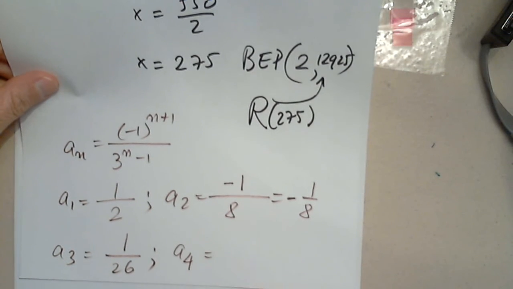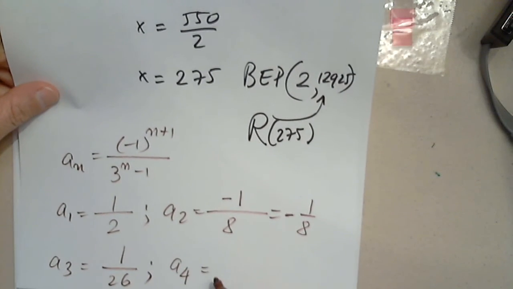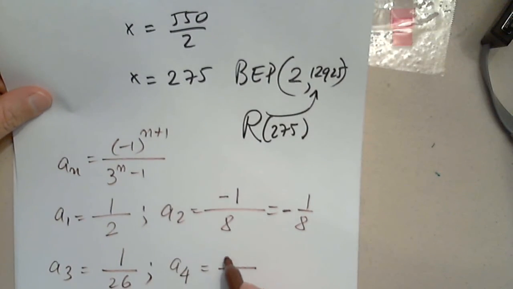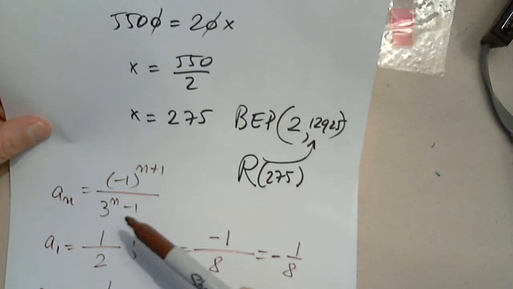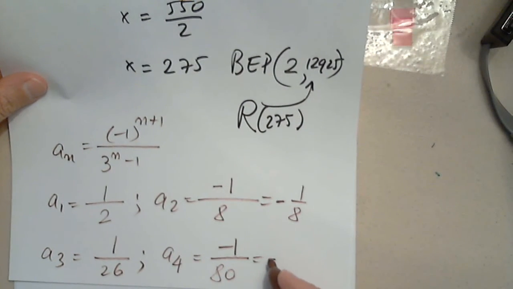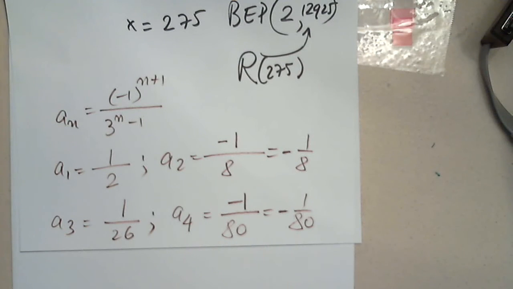Finally, a sub 4. I think they want 4 terms, right? Yes. So for a4, 4 plus 1 is 5, but negative 1 to the fifth power is negative 1. 3 to the fourth is 81, minus 1 is 80. So this is negative 1 over 80. And as you see, the terms of this sequence are alternating terms: positive, negative, positive, negative, positive, negative.